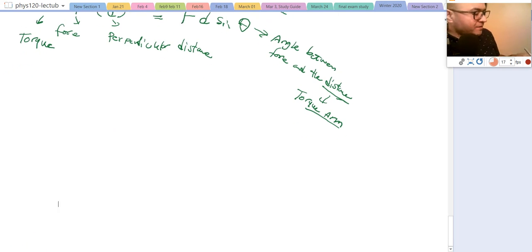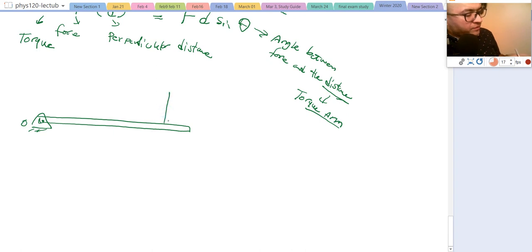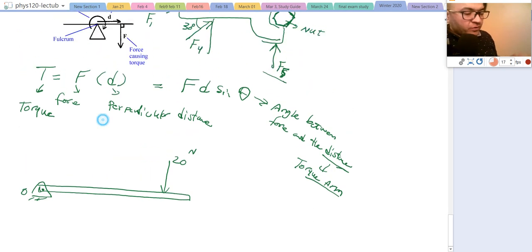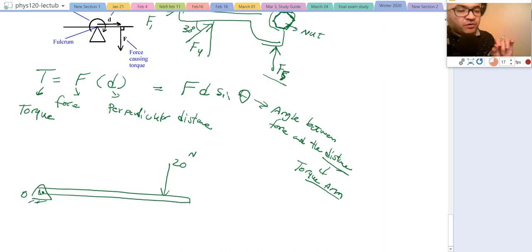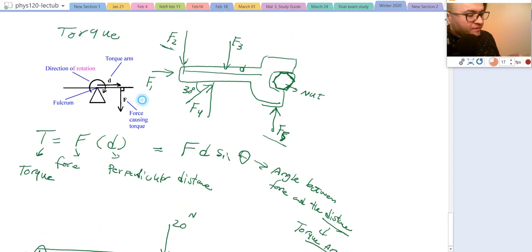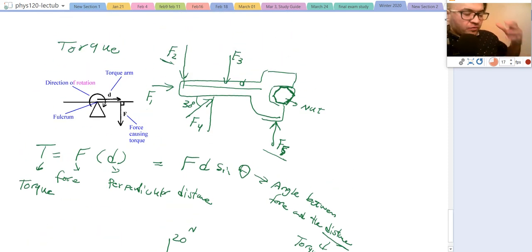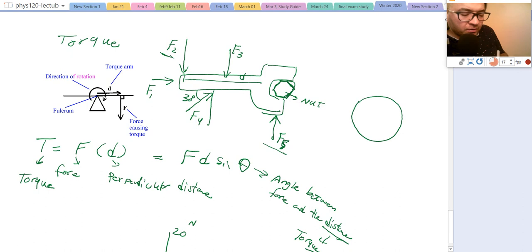Let's do a couple of examples. In this example, I have a force here. I have a pivot point here, pivot O. And then I have a force here of 20 Newtons. Now, the other thing that I forgot to tell you: torque has a direction, positive or negative. Wherever we put the torque, we have to say what direction it is. In this case, for F2 and F3, the rotation is either clockwise or counterclockwise. Remember a clock: if this is 12, you go from 12 to 3. If you go like this, this is clockwise.